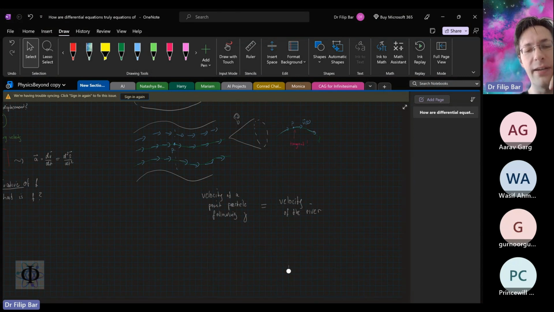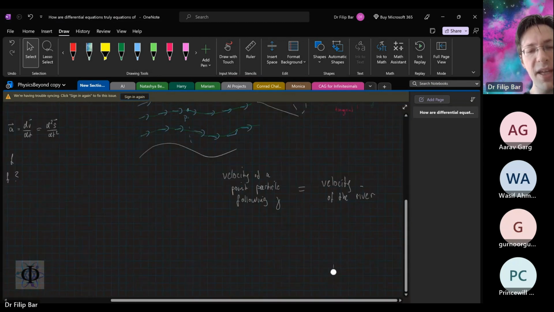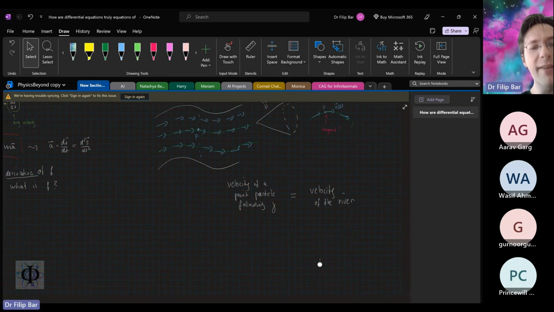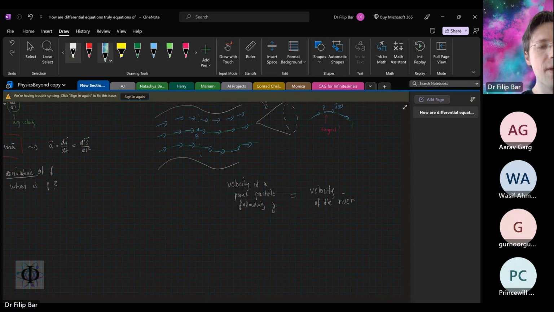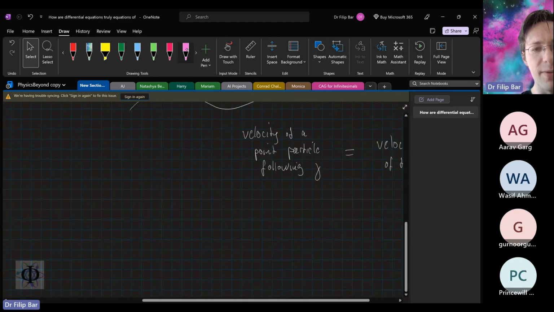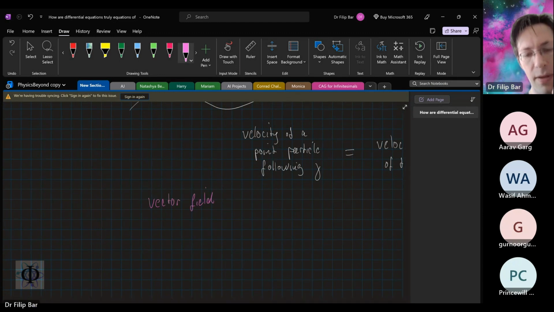At each point in the river, I have a vector, right? So in terms of the mathematical objects that I'm using in maths, this would be a function. So we call that a vector field B. That's what we're going to be talking about. That is the very first ingredient that we need to have. And what is that vector field? That vector field is a function.